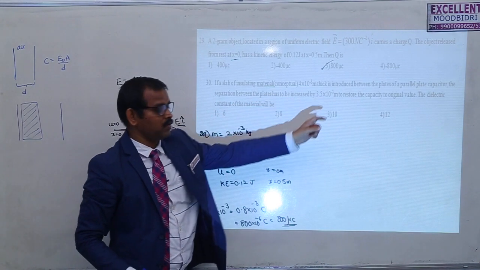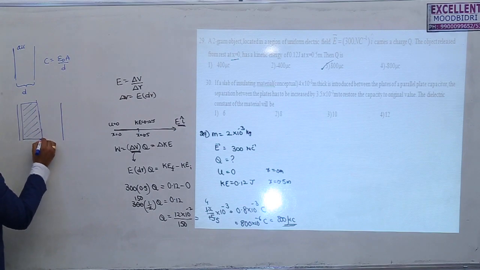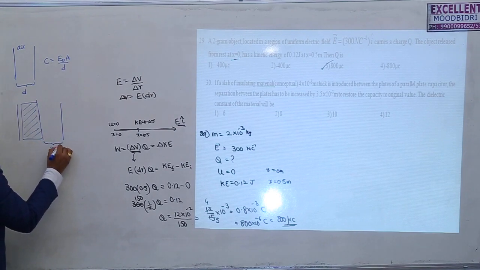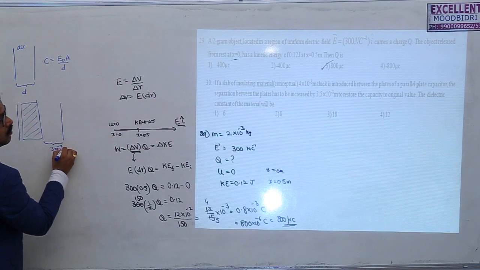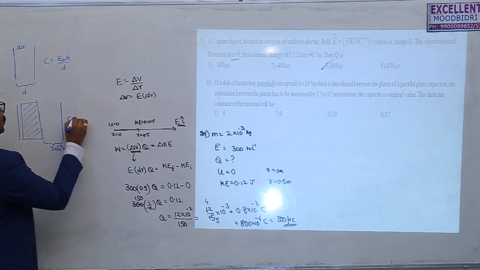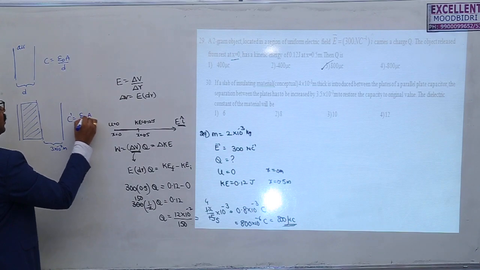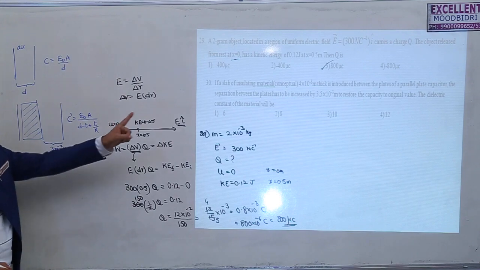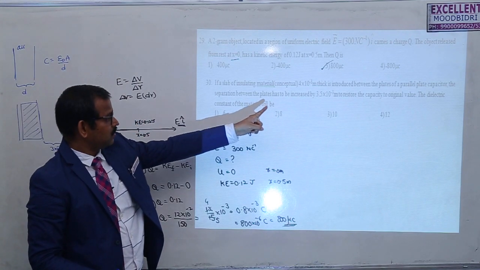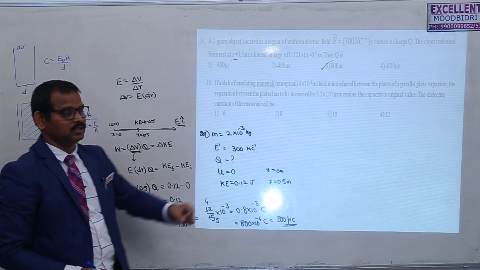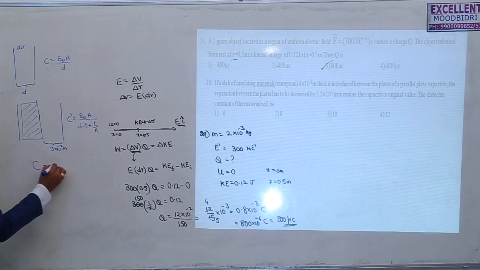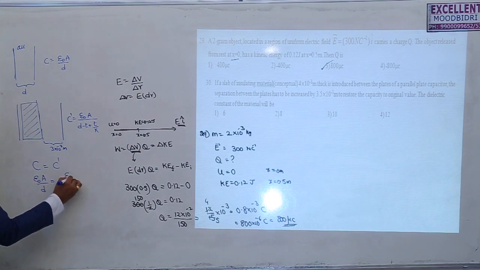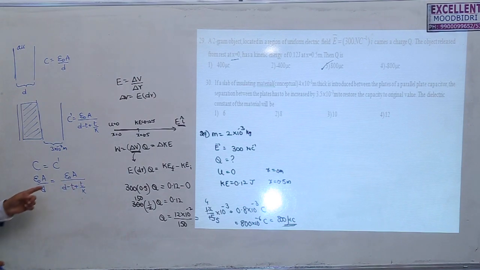So it is moved by 3.5 into 10 to the power minus 3. So the actual position was this, which is 3 into 10 power minus 3 meters. The capacitance of this one, C dash, is equal to epsilon naught A by d minus t plus t by k. This is the new capacitance. But according to the problem, the capacity is not changing; it is equal to the original value. So I can write initial capacity is equal to final capacity, that is epsilon naught A by d is equal to epsilon naught A by d minus t plus t by k.